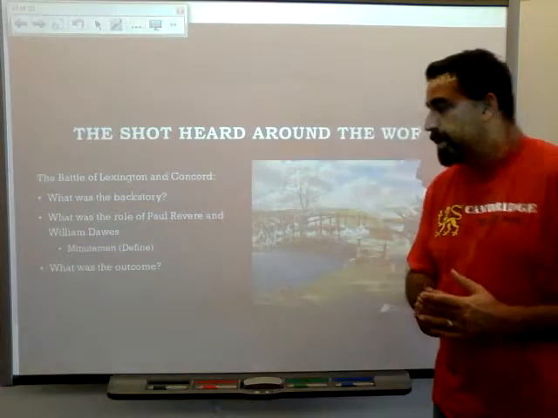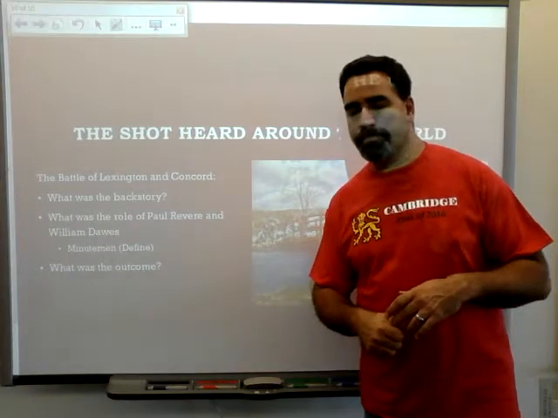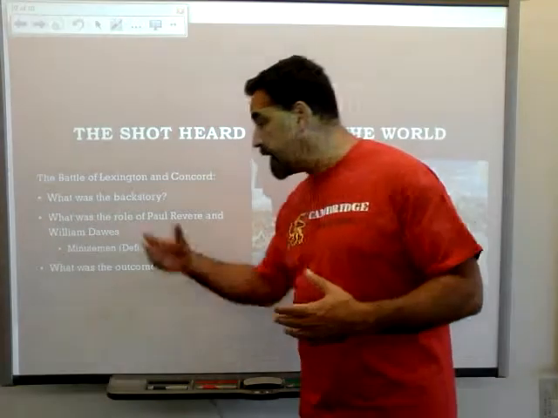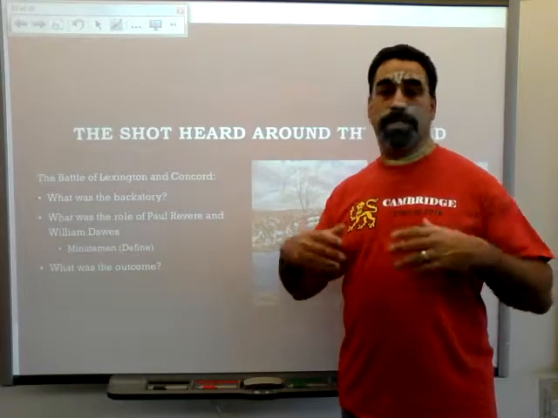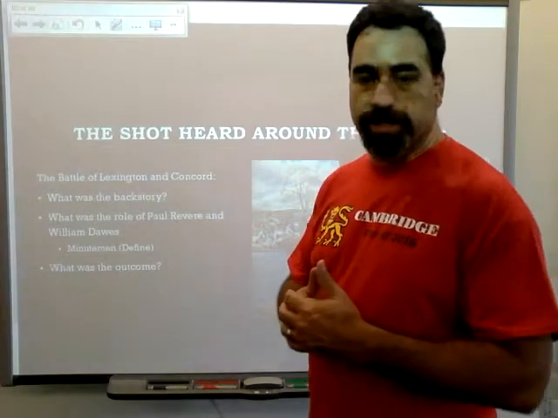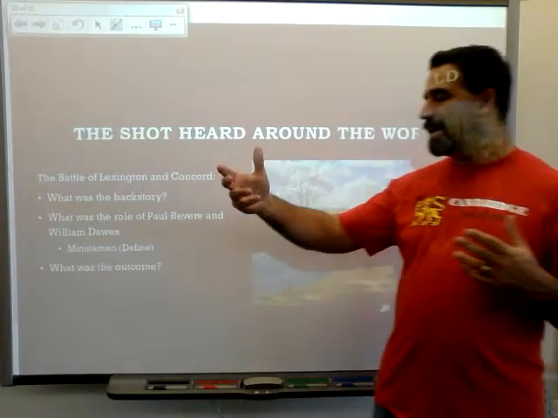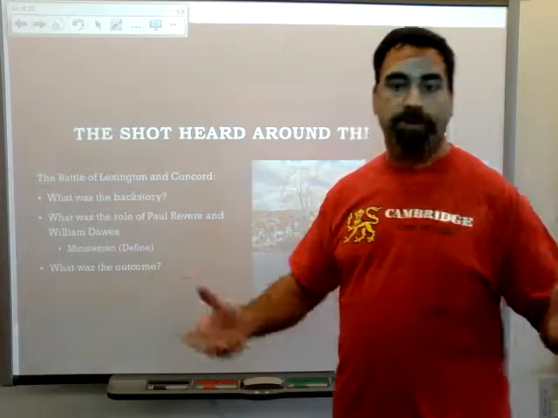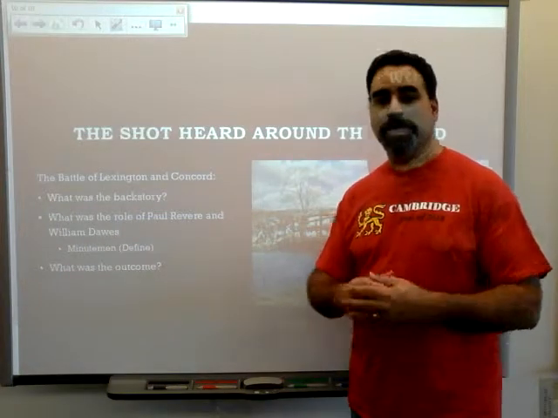Well, what ends up happening is the word gets around to some resistors, two of whom were Paul Revere and William Dawes. Their job was to make sure that everybody knew what was going on, to alert the countryside that the British were coming after them. So they start riding off toward Concord, yelling, of course, that the British are coming, the British are coming. Paul Revere is famous for this as a result of the poem in his name.